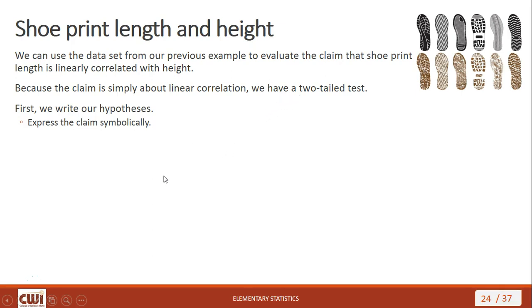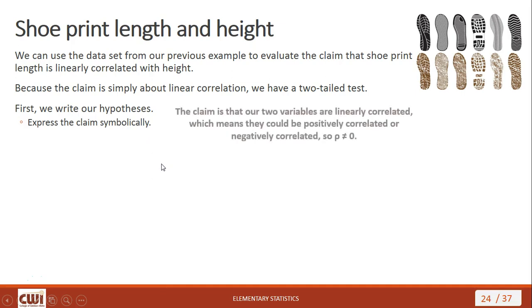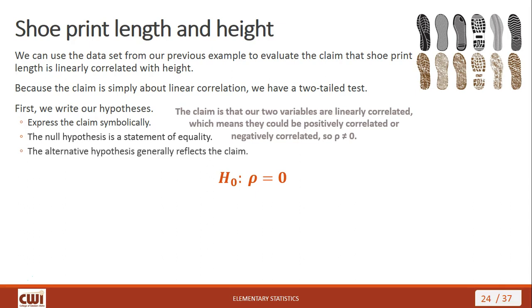We're going to write our hypothesis first by expressing the claim symbolically. So our claim is that our two variables are linearly correlated. That means they could be positively correlated or negatively correlated. So it could be greater than 0 or less than 0. So we just write that symbolically as rho is not equal to 0. The null hypothesis, by definition, is a statement of equality. So here I'm going to make my null hypothesis rho equal to 0. The alternative hypothesis generally reflects the claim. We see that true in this case, where rho is not equal to 0.